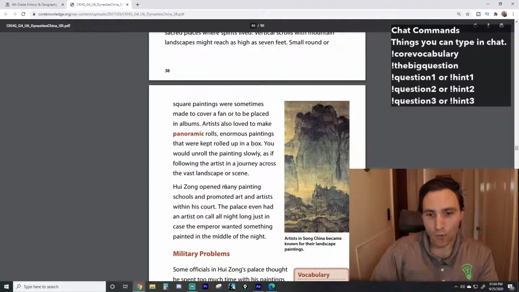Huizong opened many painting schools and promoted art and artists within his court. The palace even had an artist on call all night long just in case the emperor wanted something painted in the middle of the night.